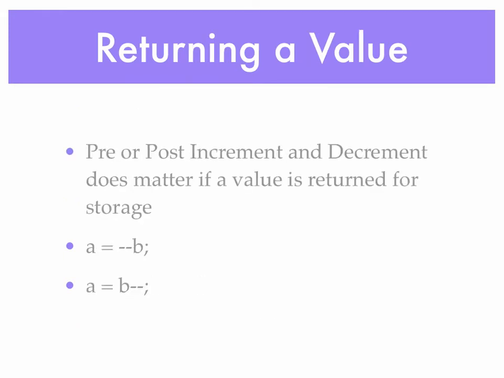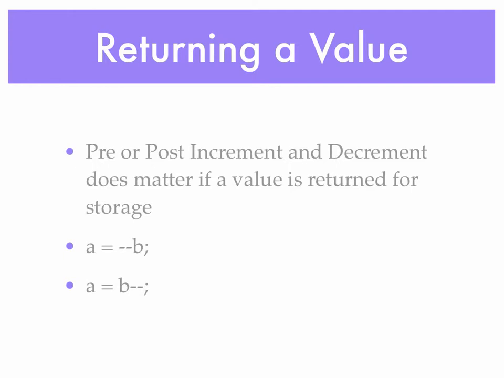The two statements A equals minus minus B and A equals B minus minus are not functionally equivalent. They will result in two different values being stored in A, because when I return a value, it matters if I pre or post increment and decrement. So let's see an example.